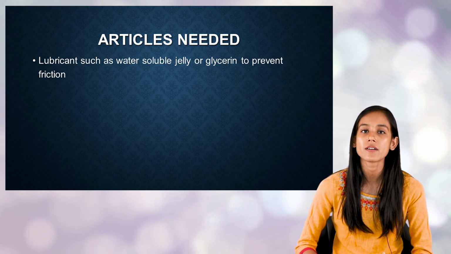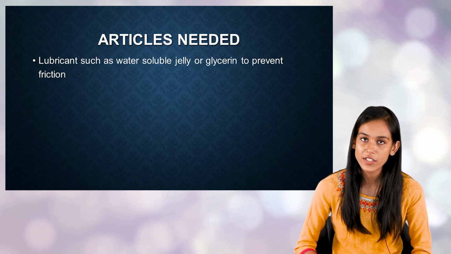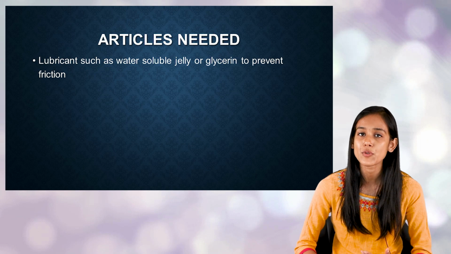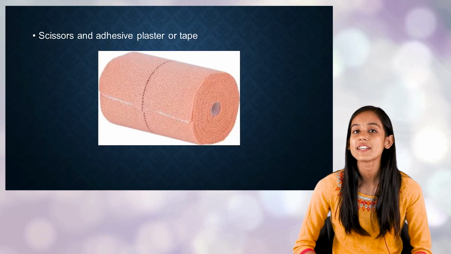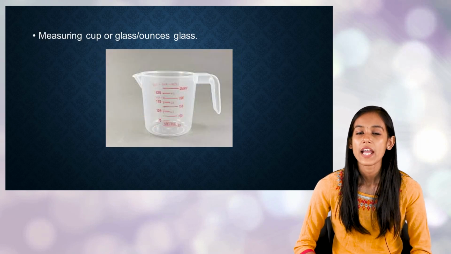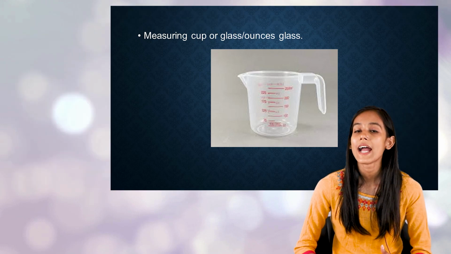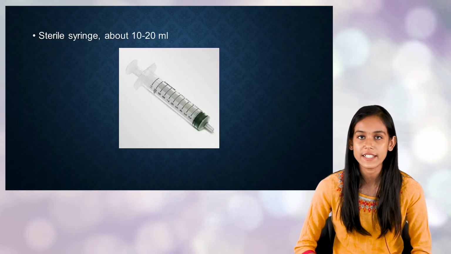When you are inserting the tube, it should not cause any kind of friction, and to avoid that, we are going to use lubricants. You need an adhesive tape or plaster, a measuring cup, and a sterile syringe which should be about 10 to 20 ml.